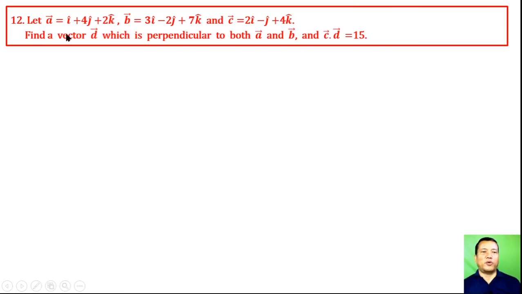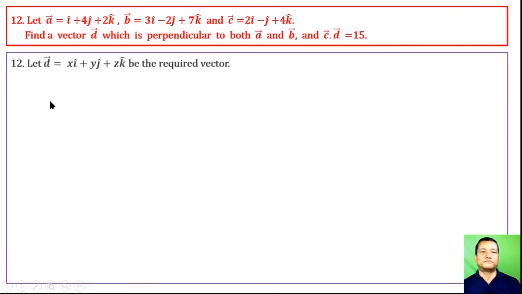For question number 12, let A equal to this, B equal to this and C equal to this. Find a vector D which is perpendicular to both A and B and C dot D is 15. A, B, C vectors are given in i, j, k. D is a vector perpendicular to both A and B, and C dot D is 15.